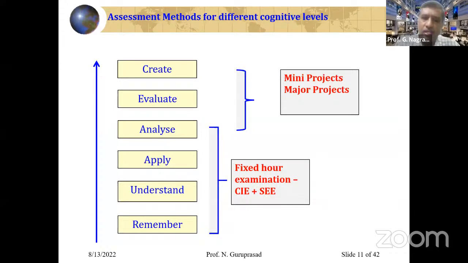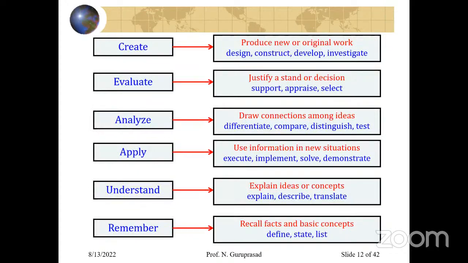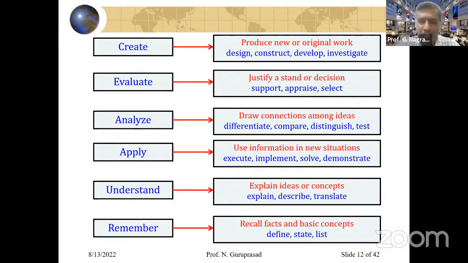On the contrary, the fourth, fifth, and sixth level of taxonomy, we measure in terms of mini projects and major projects. Every student undergoes one or two mini projects by the end of third year. And during the final year of graduation, they work on the major project, which is actually split into 2 semesters. These are the different aspects of taxonomy level. What are the verb forms that we can use actually?